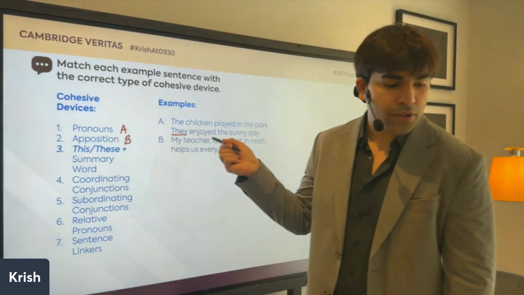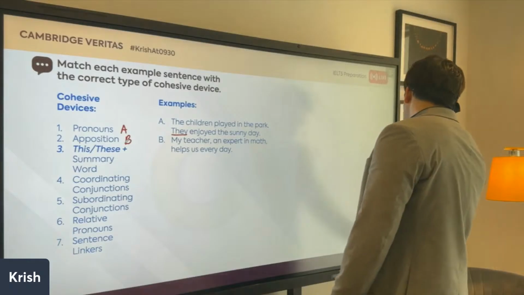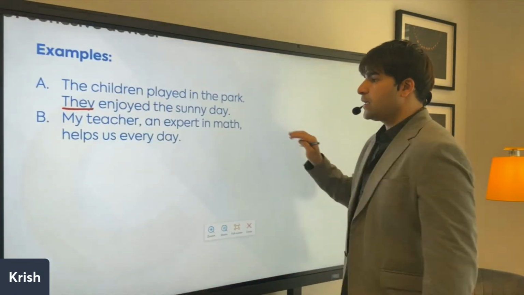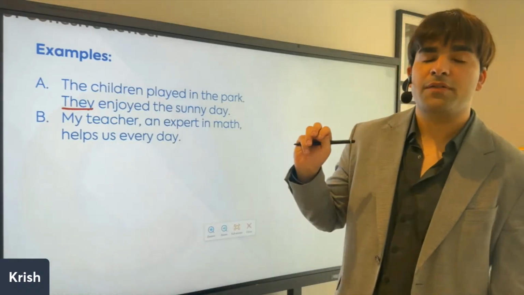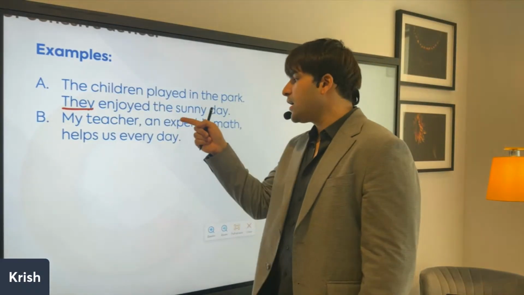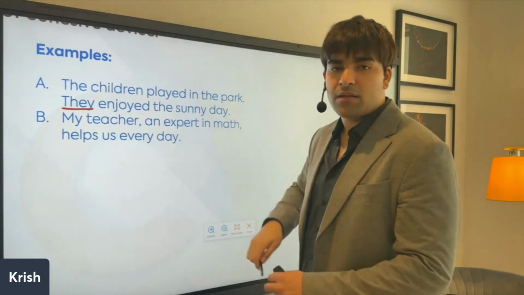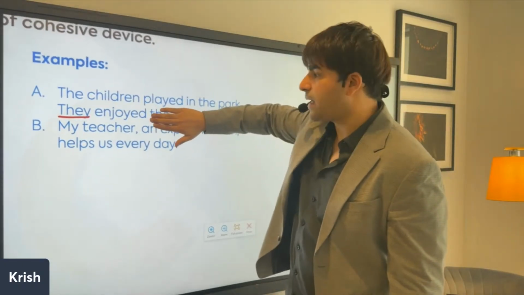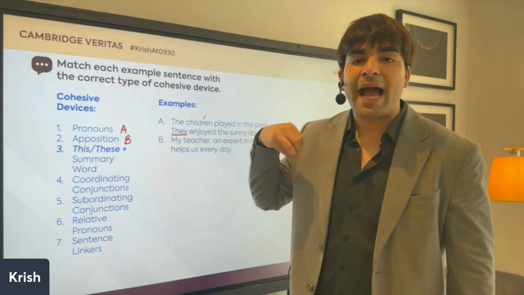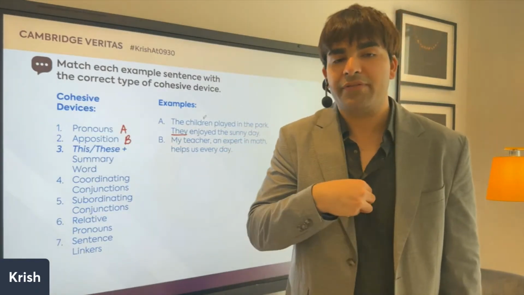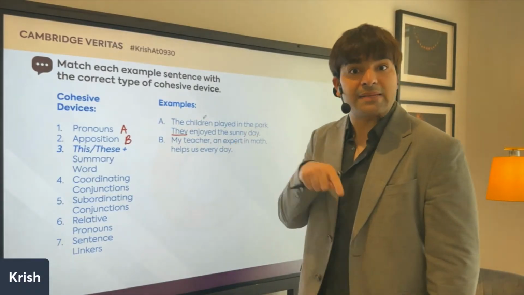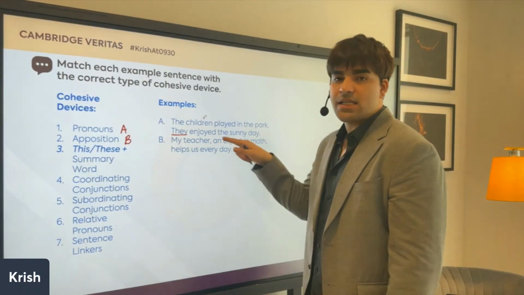Divya, this is for you. You wanted an example. Let me just make it a little bigger here. Thank you. Now have a look. This is a very good example of apposition. My teacher, an expert in math, I can say the sentence without this also. My teacher helps us every day, correct? But I'm adding an extra element to give an extra piece of information between the two commas. An expert in math. So that is an example of apposition.